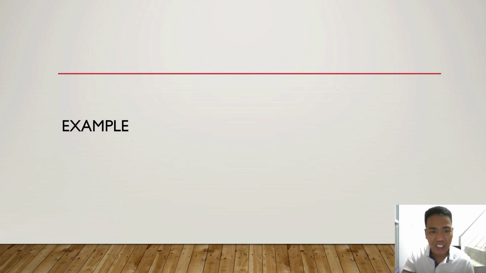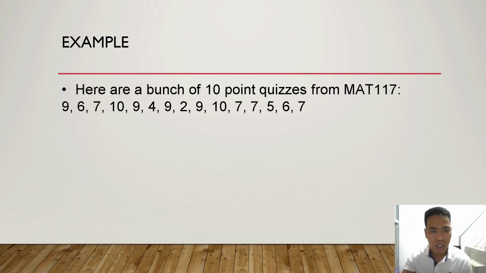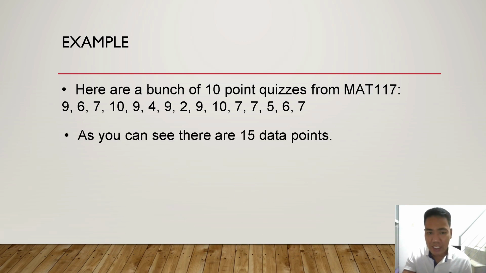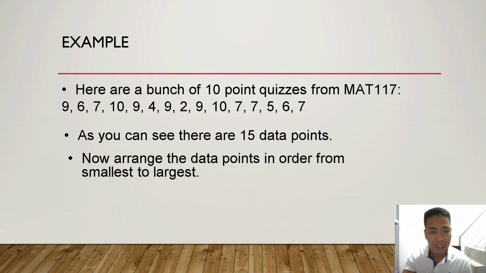So let us take an example for the median. Here are a bunch of 10-point quizzes from Math 117. There are scores here, and those are 10-item tests, so the highest score here is 10. As you can see, there are 15 data points. If you count those scores, there are 15.